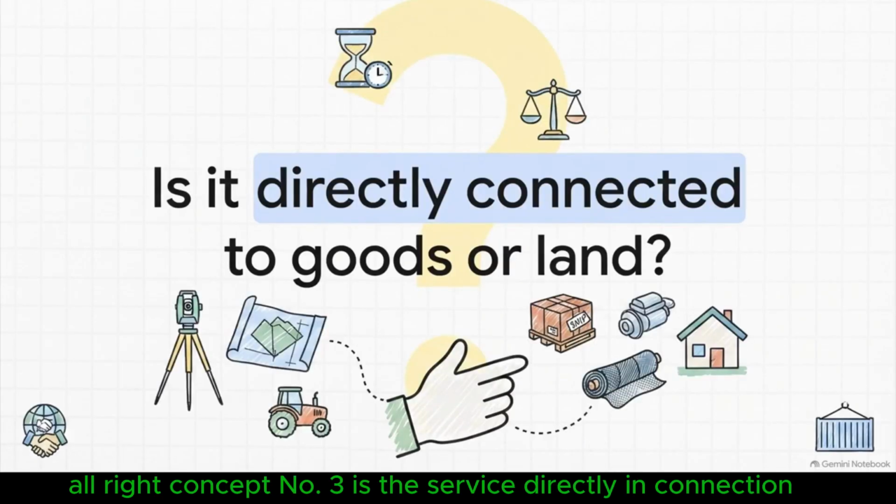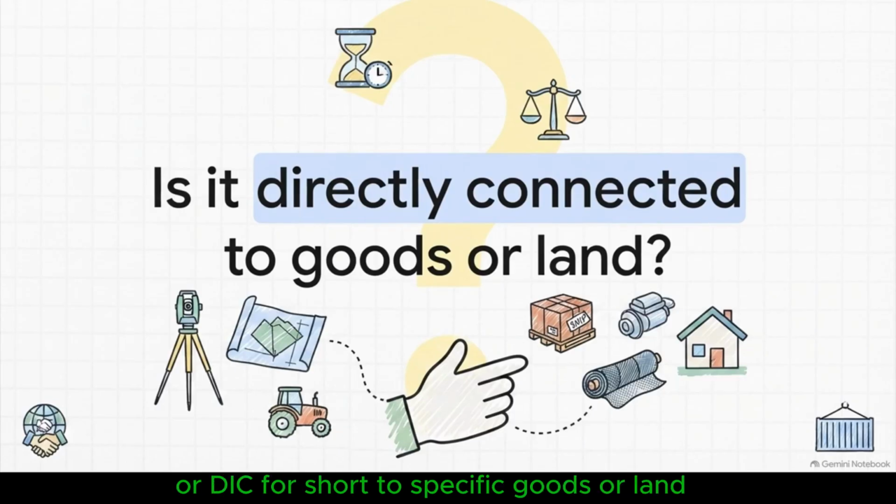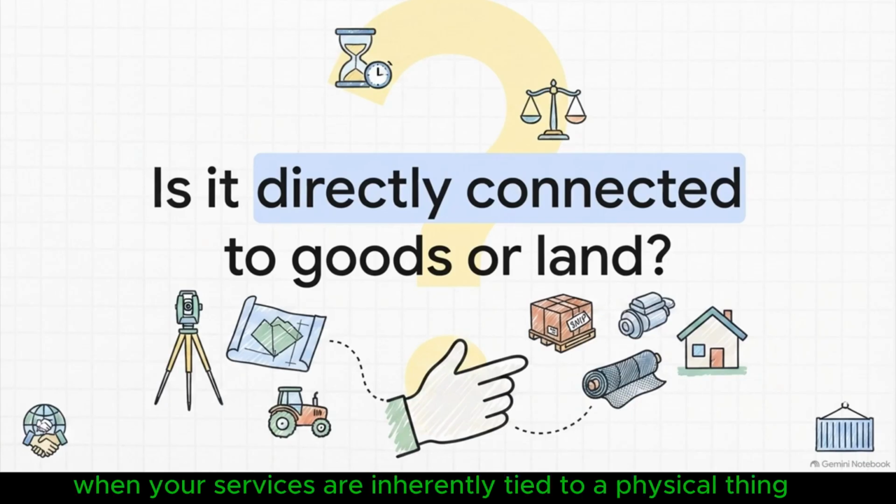All right, concept number 3. Is the service directly in connection, or DIC for short, to specific goods or land? This applies when your services are inherently tied to a physical thing.